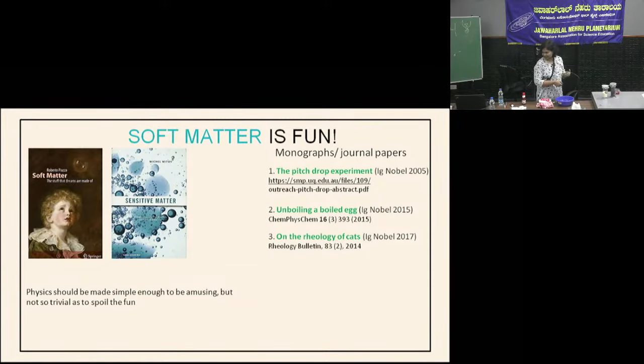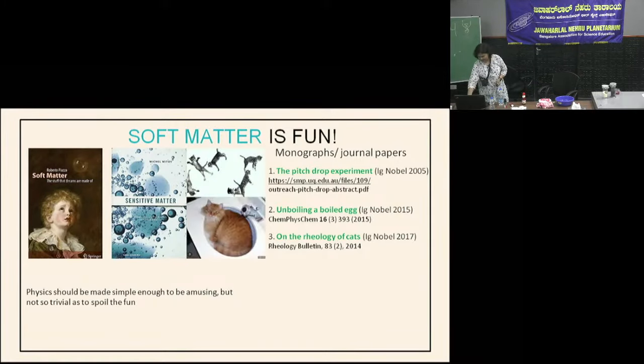And as Sam told you, I like cats very much, so I have to mention this paper. The Ig Nobel Award 2017 went to this delightful paper by M.A. Fardin in the Rheology Bulletin called On the Rheology of Cats. And here it is: a cat can be a solid as well as a liquid. Here you see a cat behaving like a spring, that is, an elastic material. And here you can see the cat taking the shape of the container, which in this case is a sink. So that's a cat behaving like a liquid.